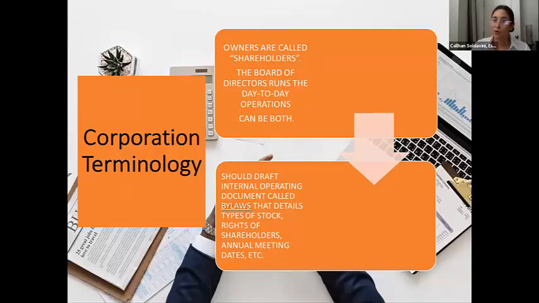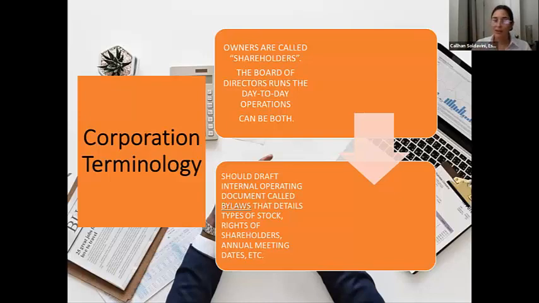So corporation terminology: owners are called shareholders, and the board of directors runs the day-to-day business. And you can be both. So you can be on the board of directors, meaning you run the show, and you can also be a shareholder, meaning you get dividends paid from the corporation, or you can be one or the other.